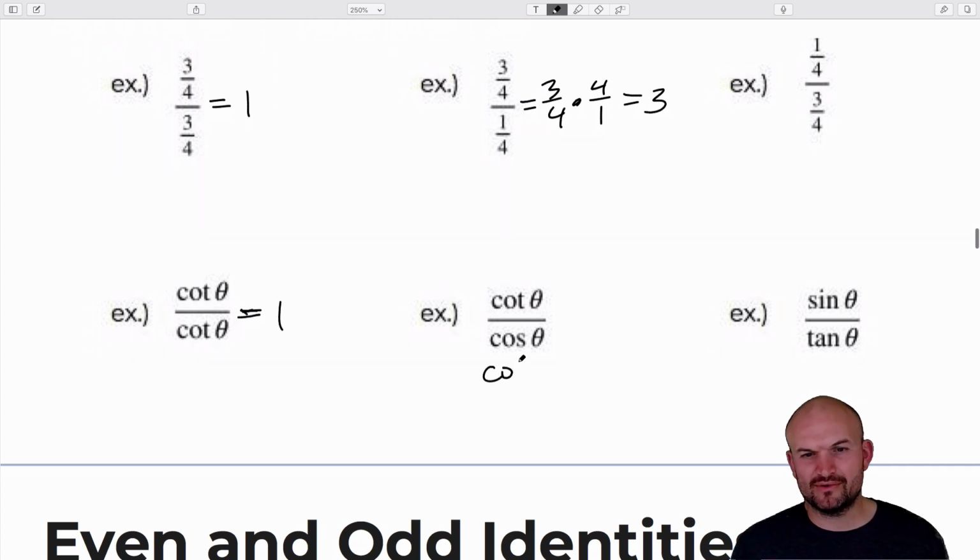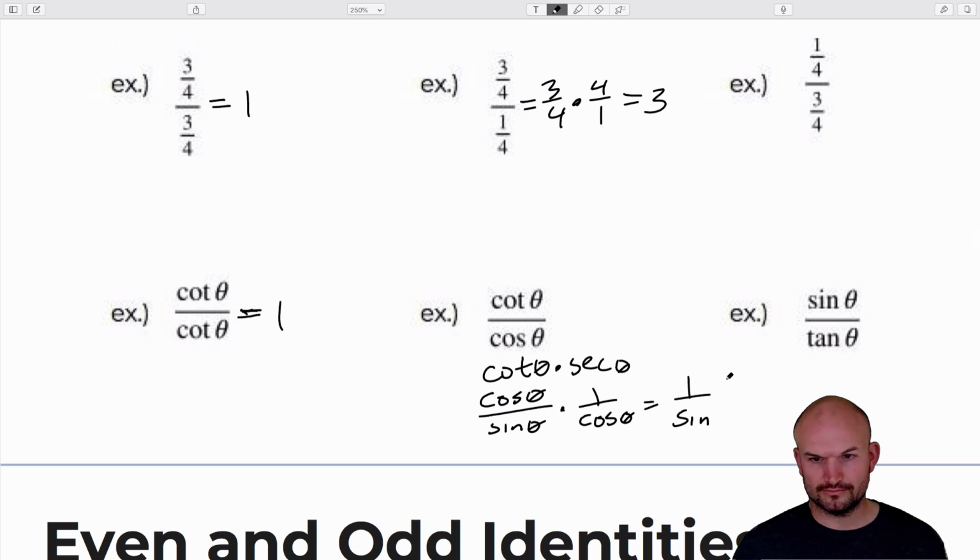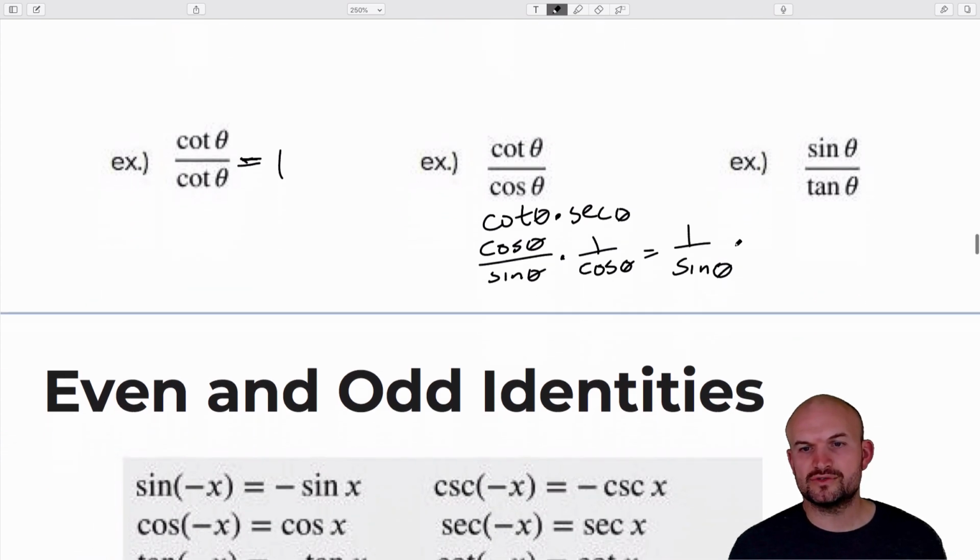It's not too bad. I'm just going to write this as cotangent of theta times the reciprocal of cosine, which is secant of theta. Now again, I will simplify this. So this is going to be cosine of theta over sine of theta times 1 over cosine of theta, which equals 1 over sine of theta, which we know is going to be cosecant of theta.